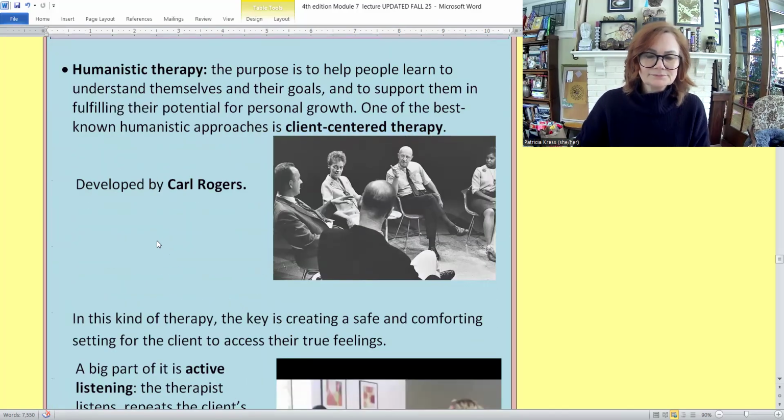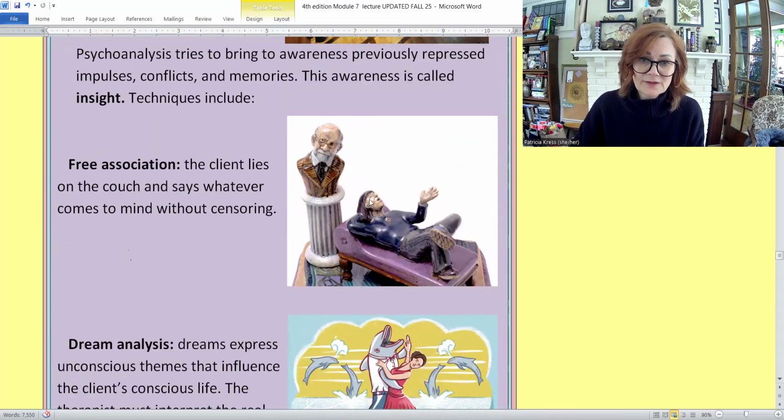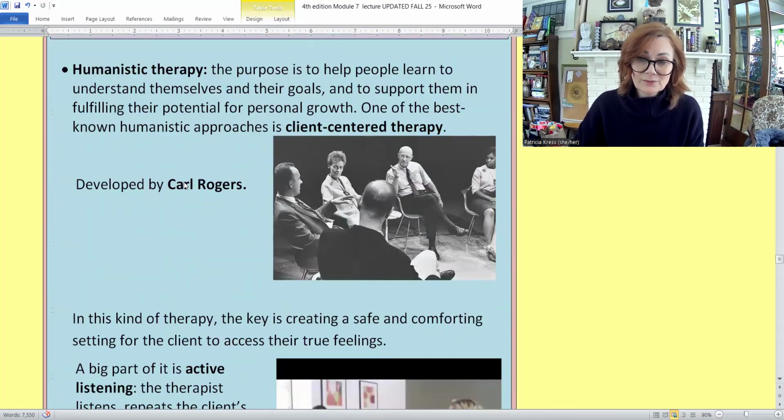Humanistic therapy, the purpose here is to help people learn to understand themselves and their goals and to support them in fulfilling their potential for personal growth. So one of the best known humanistic approaches is the first one, client-centered therapy, developed by Carl Rogers, who kind of invented the humanistic perspective, right? As a reaction against Freud and behaviorism, right? He said, I don't believe we have to go digging around in the unconscious to figure out what's going on with people and to help them.